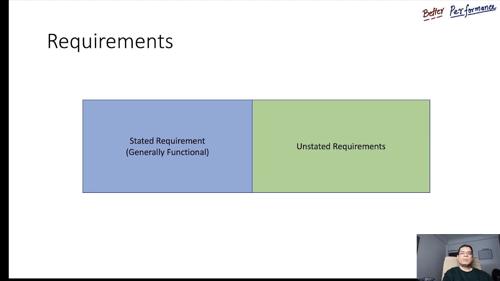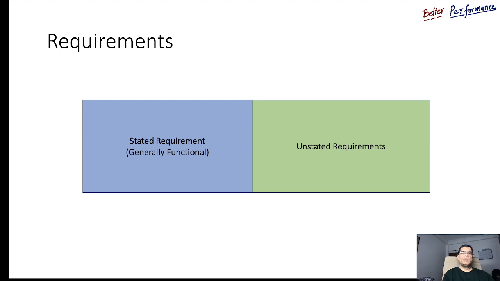For example, when we do the login, the requirement always says it has a username and password. But there are certain unstated requirements of security. For example, it should be a minimum of 12 characters, or it should have a complex password, or it should have multi-factor authentication. These unstated requirements are called non-functional requirements.